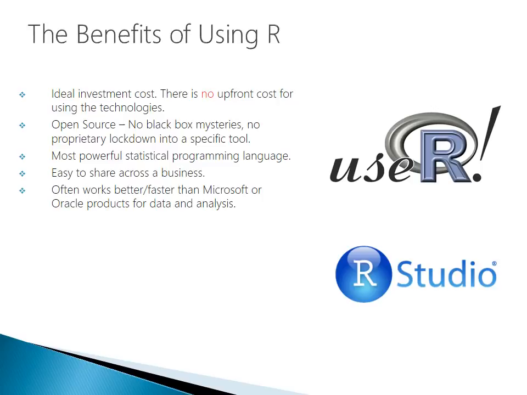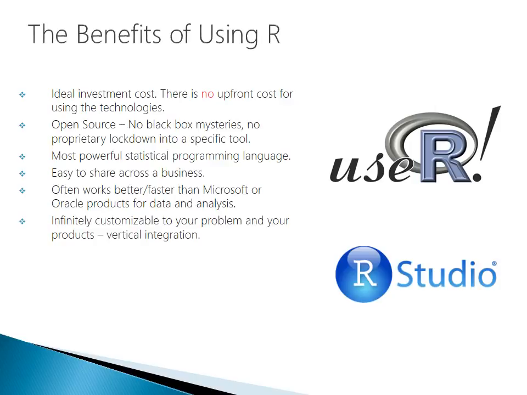Due to the manner in which the R language processes data with in-memory computing, it's often the case that it works better or faster than Microsoft or Oracle products for data and analysis. Now, recent advances in Microsoft SQL Server, I believe in 2014, have some in-memory processing components, and I believe Oracle has some as well in their big data capabilities that are now closing that gap. But for a while, R had a leg up on the competition.